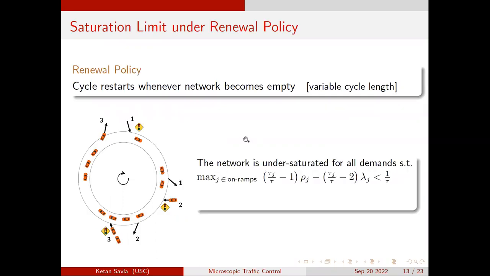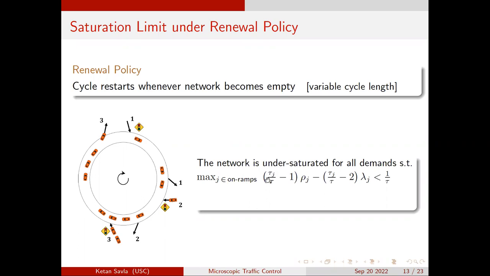So the performance of this policy is as follows. In all of the results that I'm going to mention in terms of performance, I'm not explicitly mentioning the initial condition. It's implicit that the result is true for every initial condition, which is safe. So for the renewal policy, the performance is that the network remains undersaturated for all demands that satisfy this particular criterion.